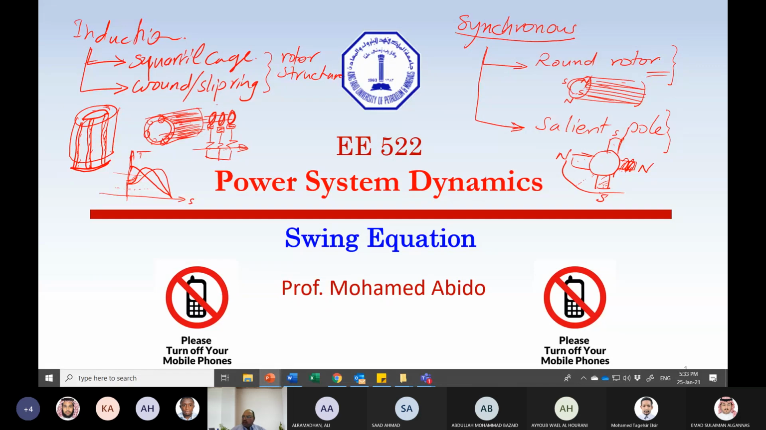Or what is the specification of this round rotor? What are the characteristics of this round rotor type? Any clue? Any answer?